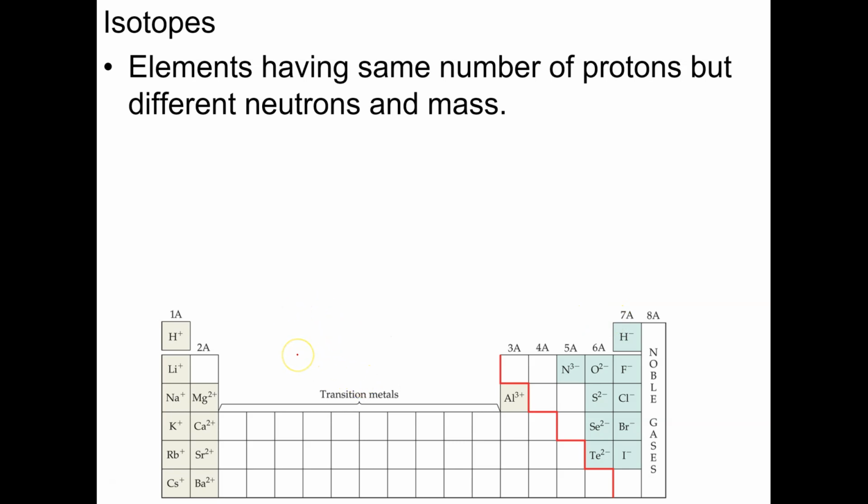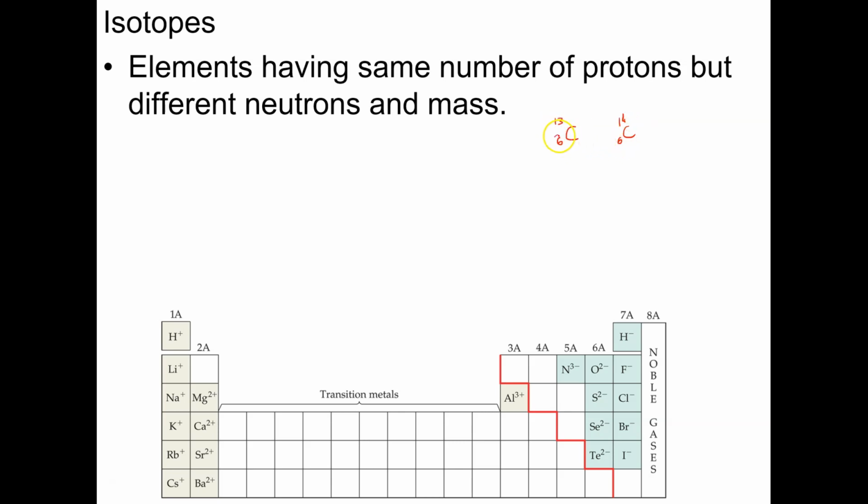Isotopes basically are atoms that have the same number of protons, different number of neutrons, which means different mass. So something like chlorine, or we'll do carbon actually. Carbon can be like this, but carbon can also be like this. They're both versions of carbon.